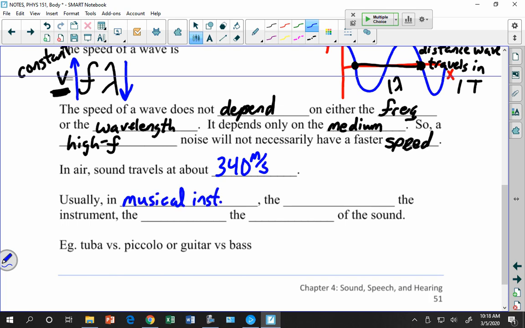anybody play in the band? What'd y'all play? The trumpet? Trumpet? My son plays the trumpet.